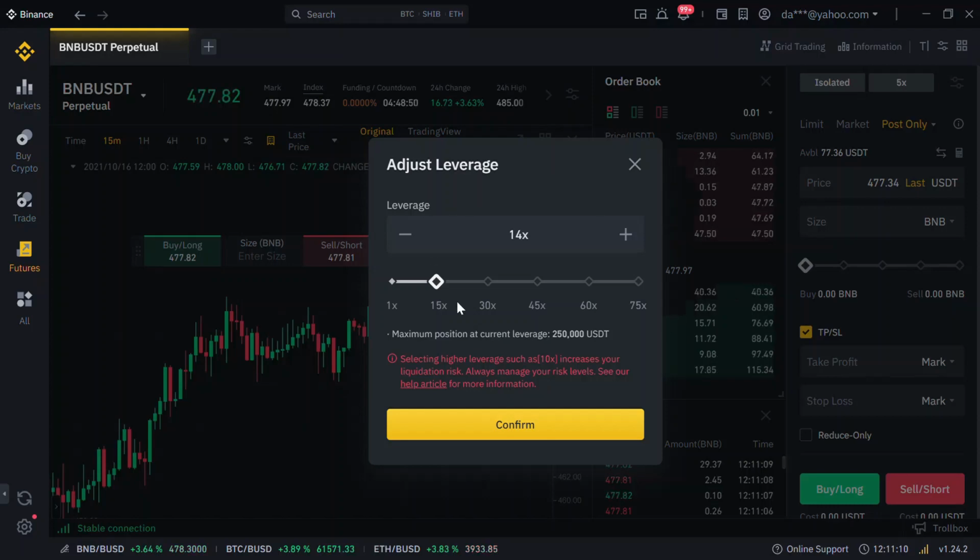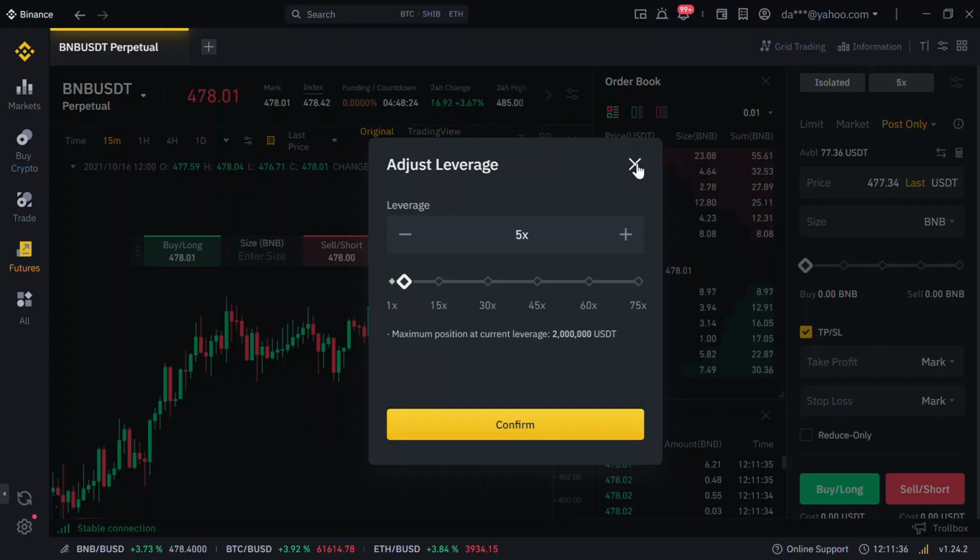You can see I'm selecting high leverage increases your liquidation risk. Okay, so 15x, 20x, 45x, 60x, these are actually crazy leverages. So I won't recommend those for you. What I advise you to stick with, the max I'll advise you go with is like 5x.